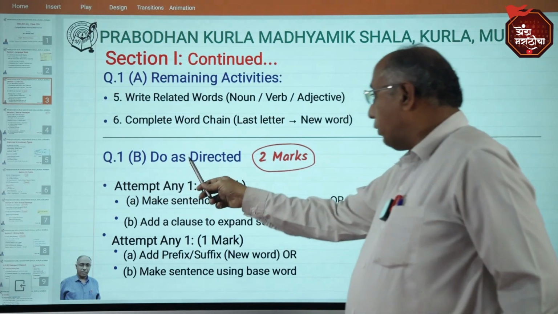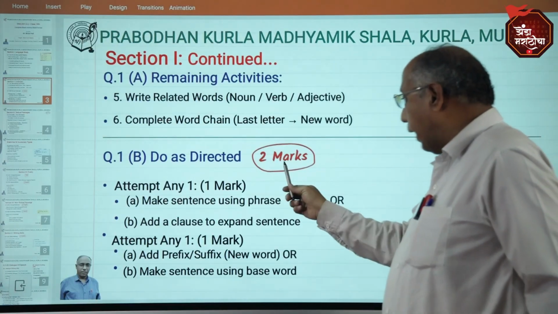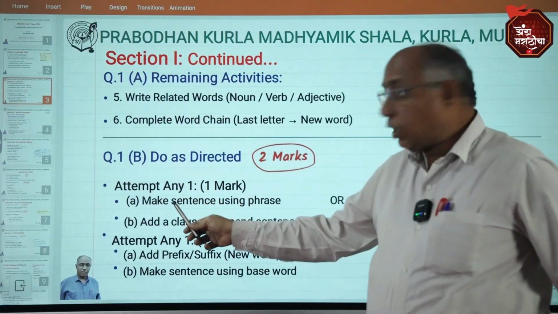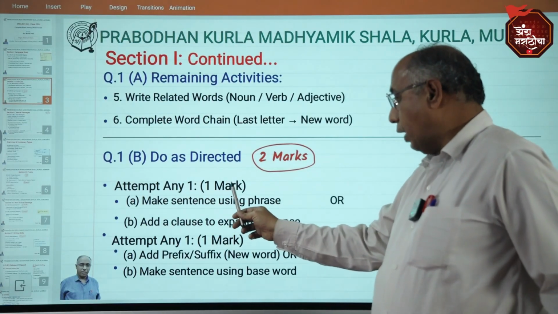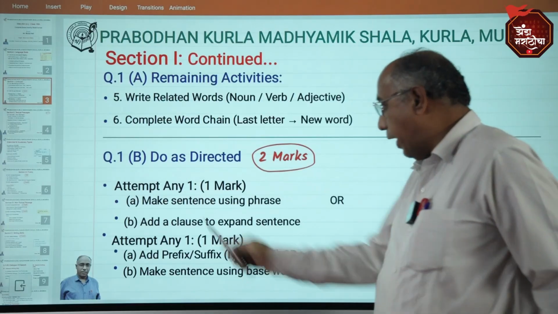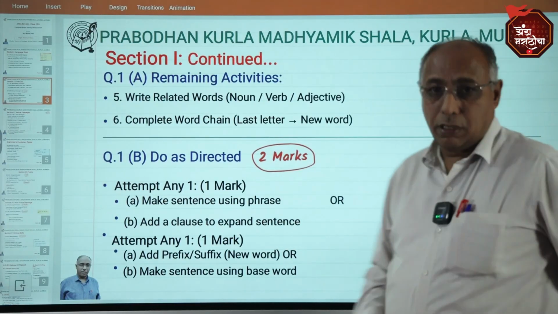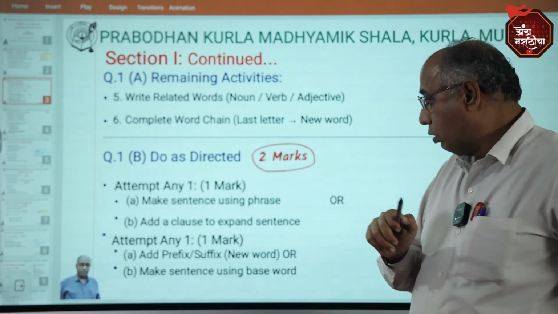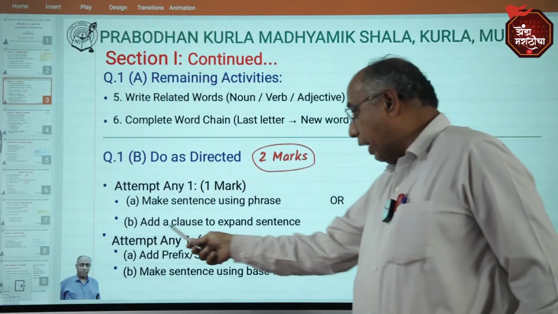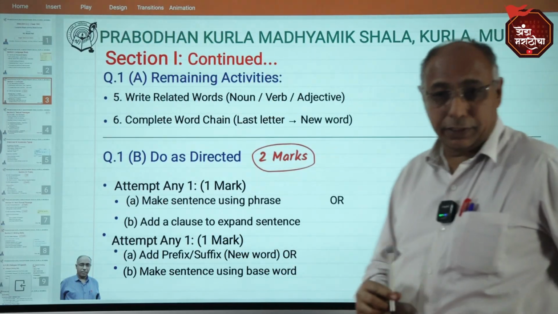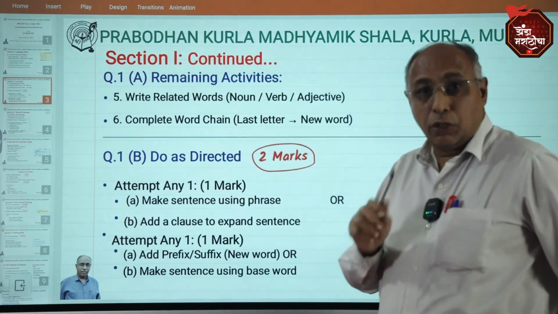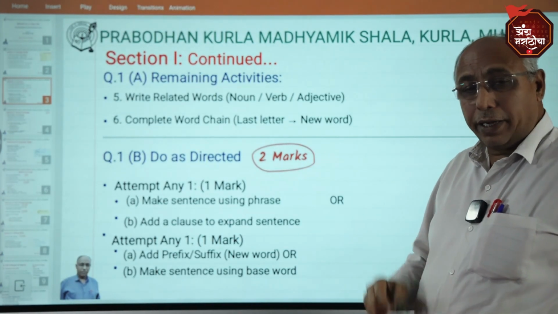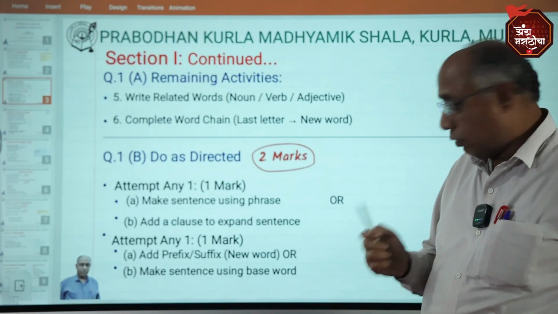Question number 1B is also do as directed, and it carries 2 marks. Here the students are asked to attempt any one, and that carries 1 mark. A, make a sentence using a phrase. A phrase will be given and the student will use the given phrase in his own sentence. Second one is add the clause to expand the sentence. A sentence includes 2 clauses, main clause and subordinate clause. One of the clauses will be given and the next, subordinate clause will be written by the student.